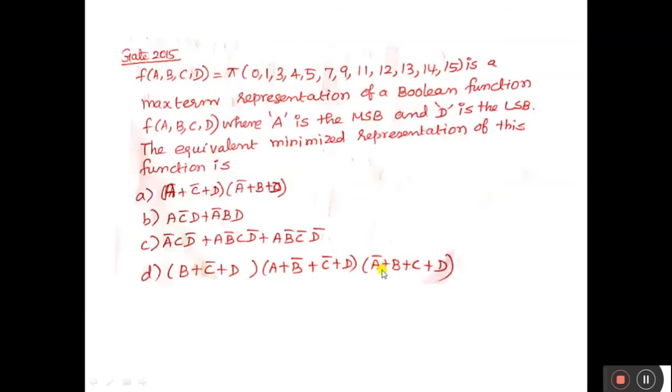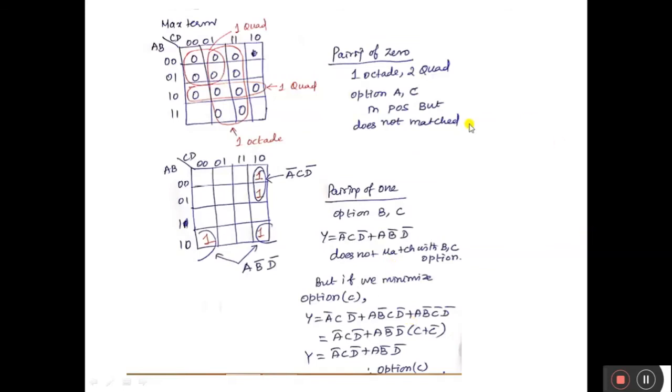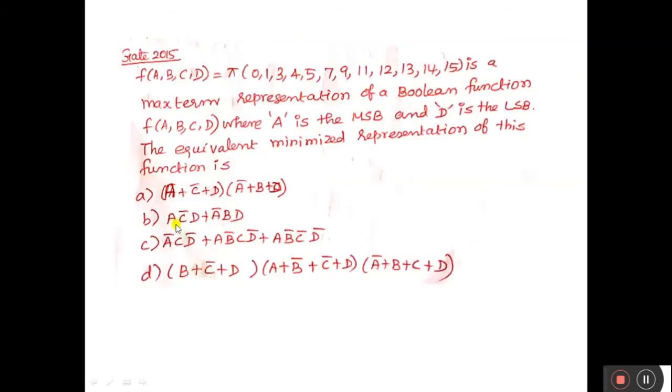So from the options given, A comma C only are in POS form. As per our discussion, 1 octet, 2 quads. So here 1 variable, and here 2 variables is the answer, but it does not appear here. Right? So option A and option D both are wrong.